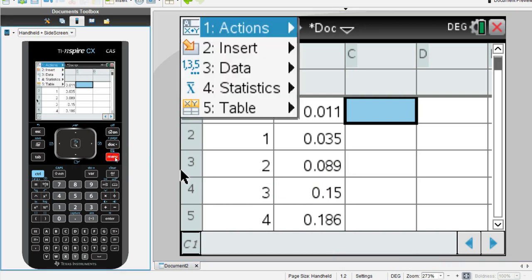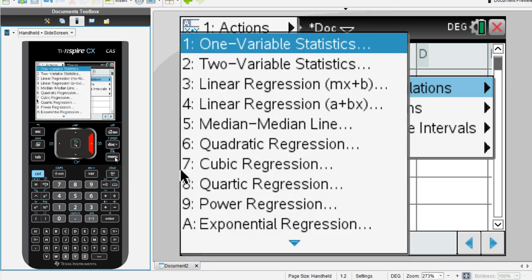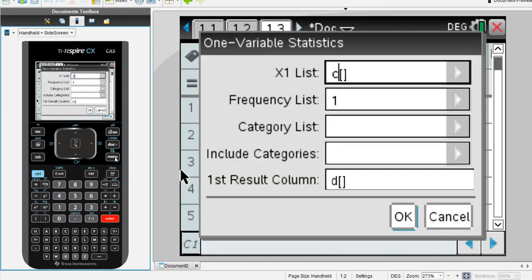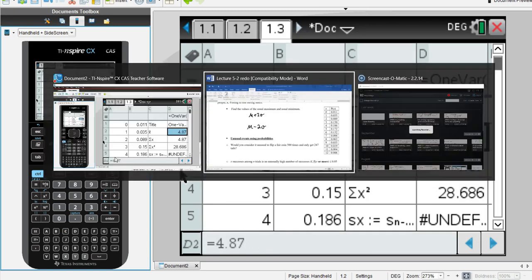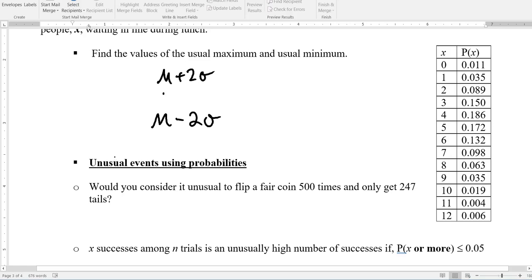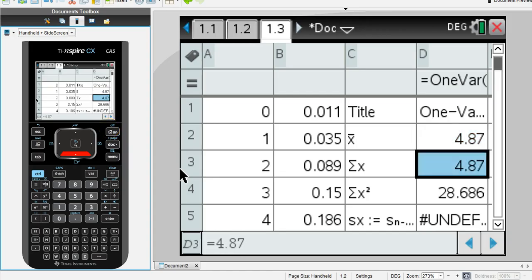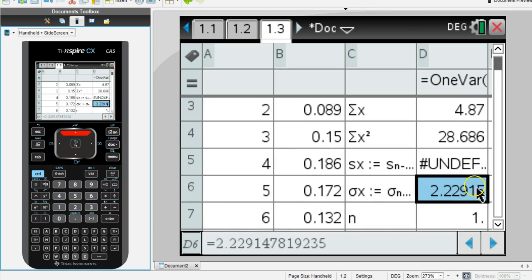Menu, Statistics, one variable stats. Our X was in A. Our frequency was in B. And results are fine in C. What do I need for this? I need the mean, 4.87. So that's our mean. And our standard deviation, which is 2.229.